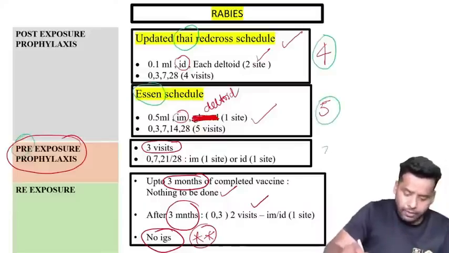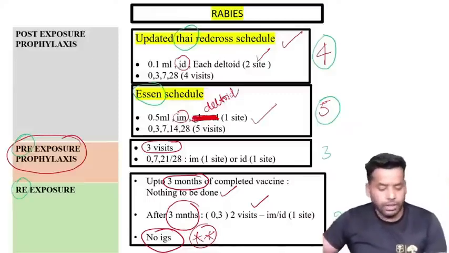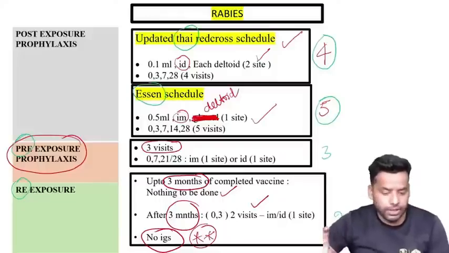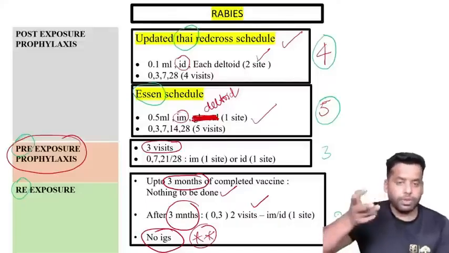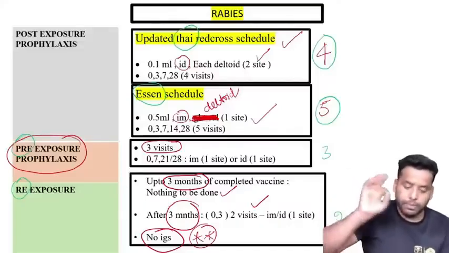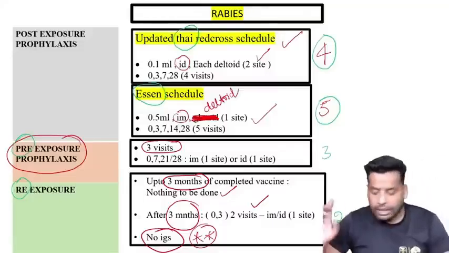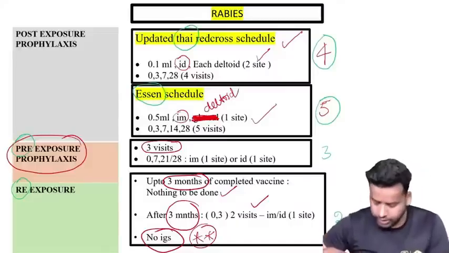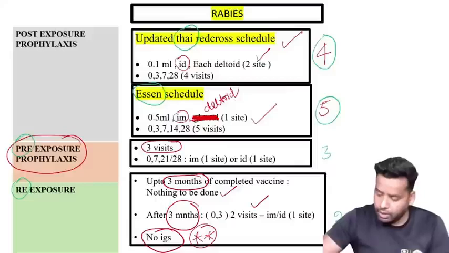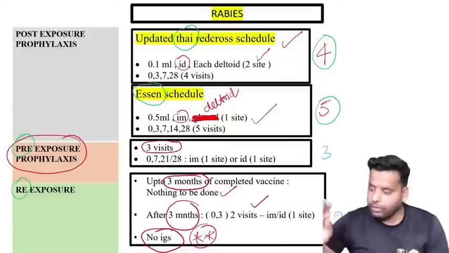Pre 3 letters, 3 visits. Re 2 letters, 2 visits. Got my point? Number of letters corresponding to number of visits. Thigh 4, SN 5. Both are for post exposure. Pre exposure 3 visits. Re exposure 2 visits. This is regarding rabies. Tell me in descending order 5, 4, 3, 2. I want everyone to type this. 5, 4, 3, 2.